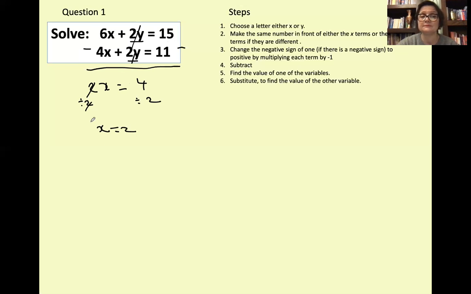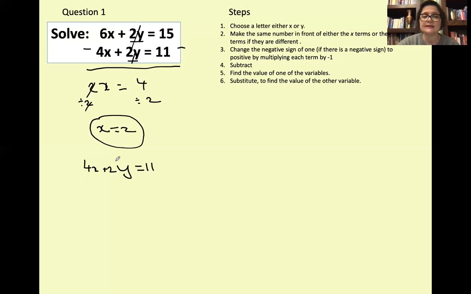Now, the solution doesn't stop here, because we need to find the value of y. Which of the equations can you use? You can use either the first one or the second one. I'd advise you to choose the one that has smaller coefficients. So this one has smaller numbers, 4, 2, and 11, just to avoid complication with working with large numbers. The smaller the numbers, the easier the work for you. So I'm going to choose the second one, 4x plus 2y equals 11, all right?